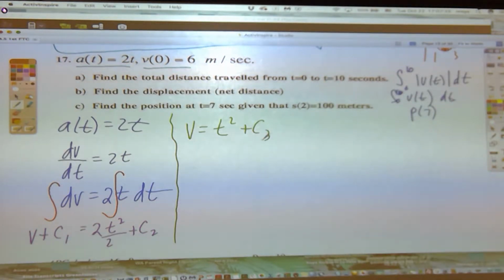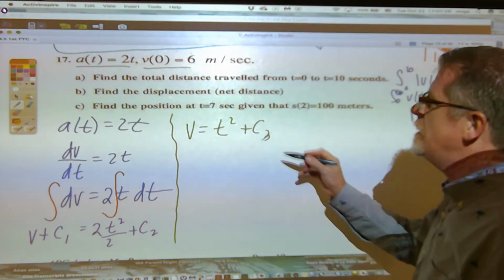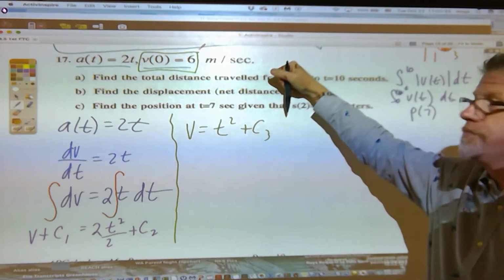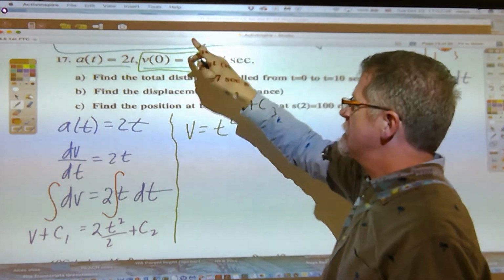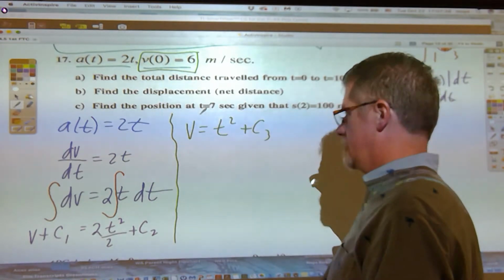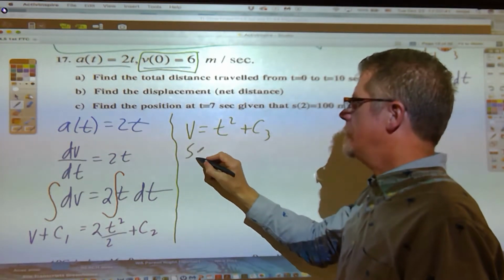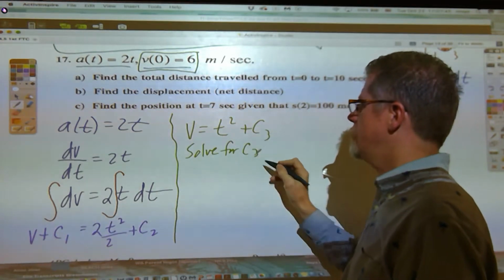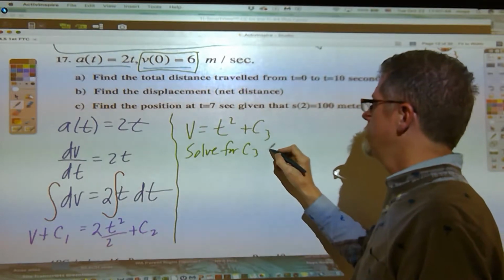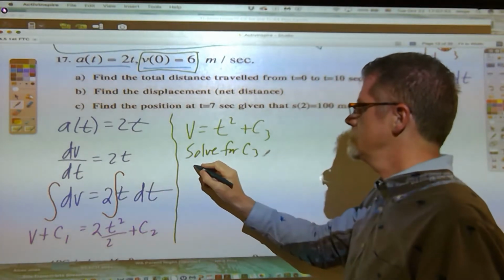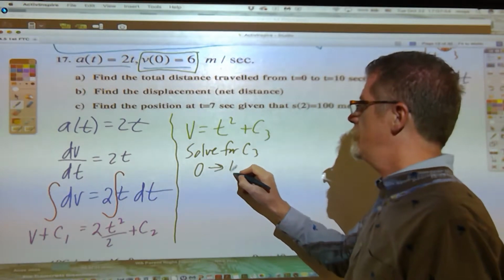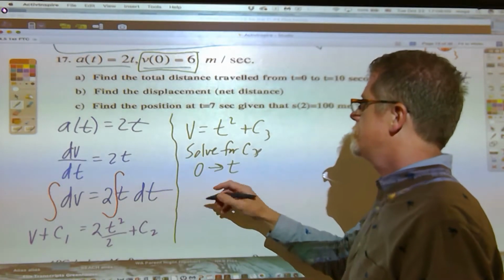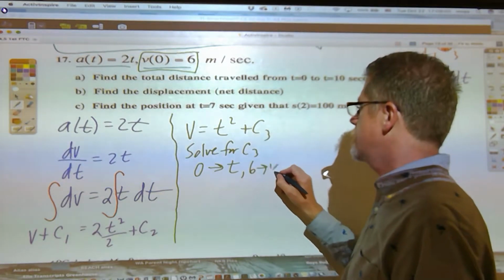So there's a whole family of velocity curves. Woohoo! Now we know which family to pick. We're going to solve for c3 by saying that at time 0, the velocity is 6. So let's solve for c3. I'm going to document what I'm doing here. Solve for c3 by putting a 0 in for t. And by the way, a 6 in for velocity.